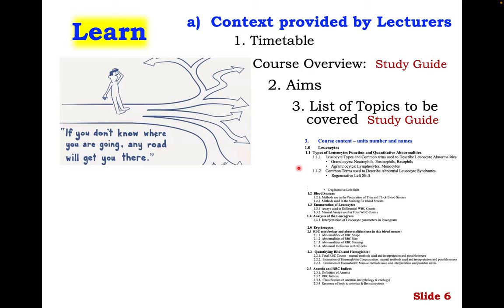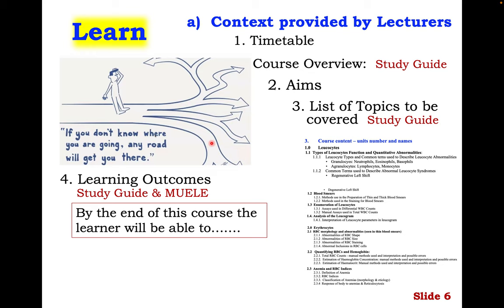You know by the end of the 14 weeks of the campus, you'll have covered all of those topics up to number 14. So how are you going to navigate your way around the topics that have been listed? The learning objectives are given in the study guide and in the Muwele interface. These learning outcomes usually tell you that by the end of this course, you, the learner, will be able to do A, B, C. So when you finish topic one, reflect and see, by the end of this topic, I was supposed to do A, B, and C. Can I do it? Are there any gaps? Should I repeat the topic once more and see whether I'm going to get the concepts that are being taught?